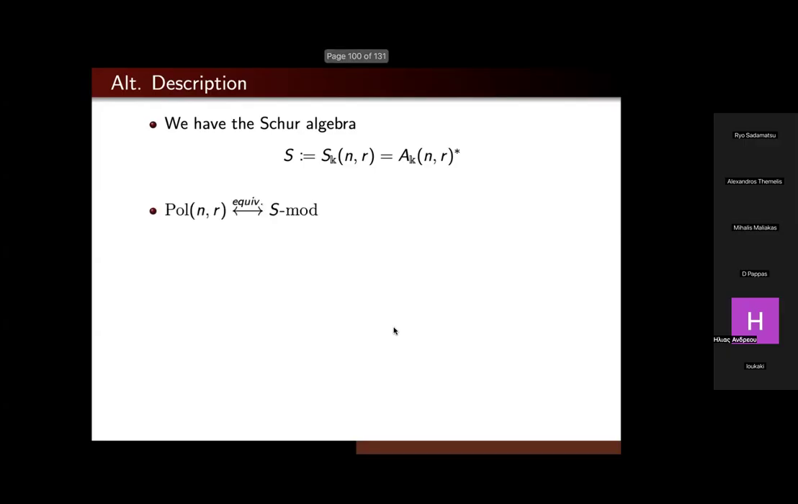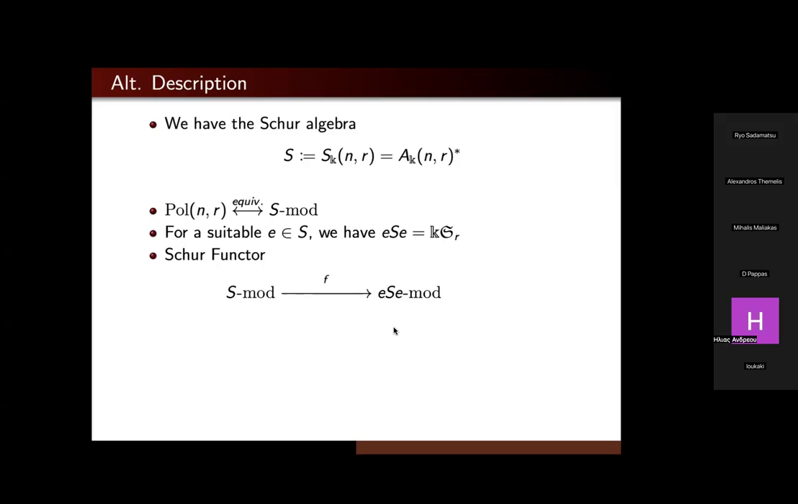The category of polynomial representations of GL_n of degree r is equivalent to the modules over the Schur algebra. So we can just ignore the polynomial representations of GL_n of degree r and work with S-modules, if we like. If I find a suitable idempotent e, and I hit the Schur algebra on the left and on the right, I'm going to get the group algebra of the symmetric group. And then I can also translate my functors. I'm going to take a module V. And what is the Schur functor that beforehand was the weight space? Now, just here with this idempotent on the left, you have an eSe-module.